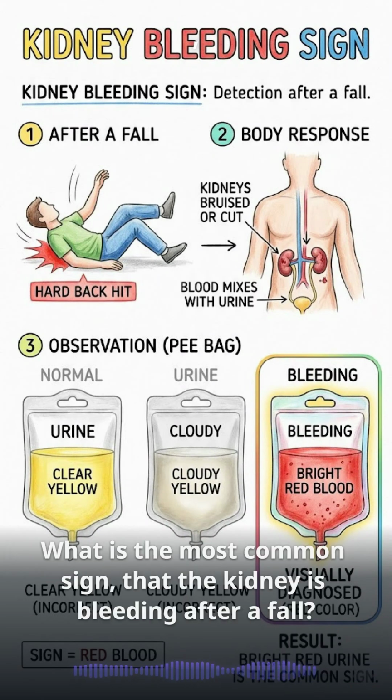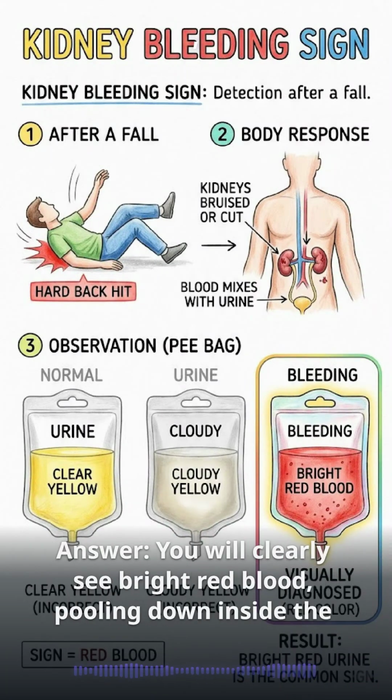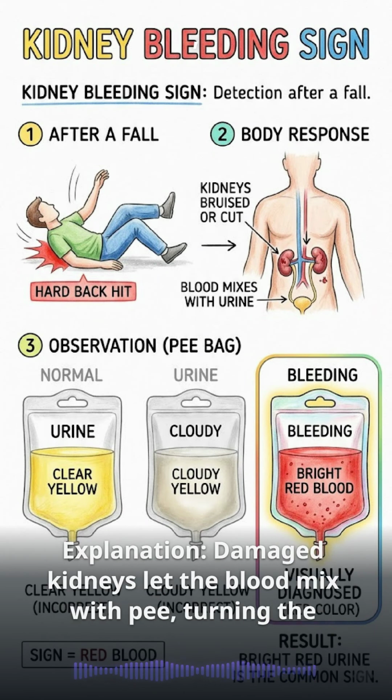52. What is the most common sign that the kidney is bleeding after a fall? You will clearly see bright red blood pooling down inside the patient's pee bag. Damaged kidneys let the blood mix with pee, turning the yellow liquid bright red.